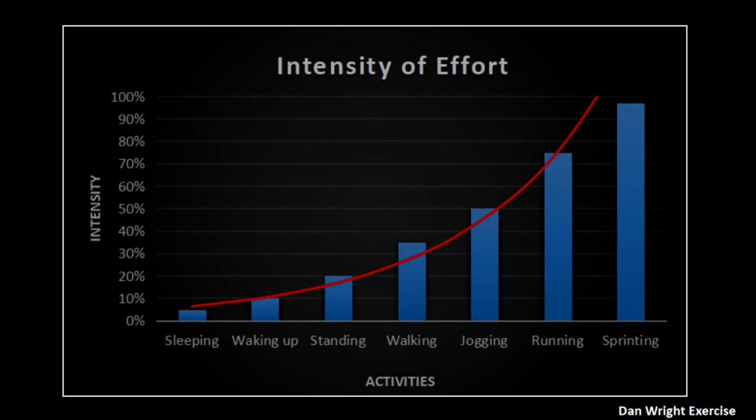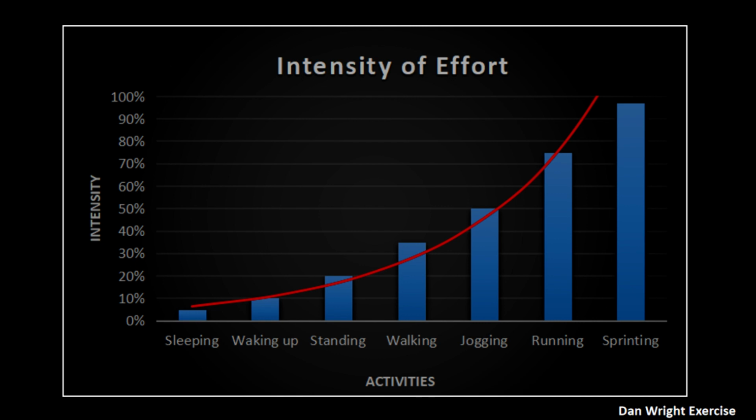So you can see a chart of intensity of effort. On the y-axis, we chart percentage intensity, and on the x-axis, we can see there's a range of activities, starting with sleeping, which is obviously the least intense activity you can do. Then we move to waking up, which is just a bit more intense, but really you're still resting. Then we get up, we stand up, or we stay standing, and moving from walking to jogging, then running, then finally sprinting requires a lot more intensity.